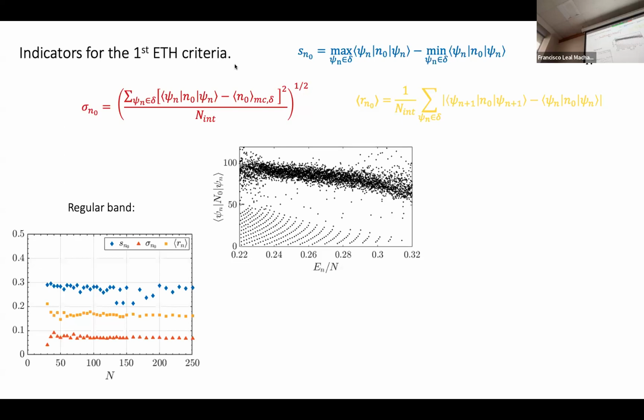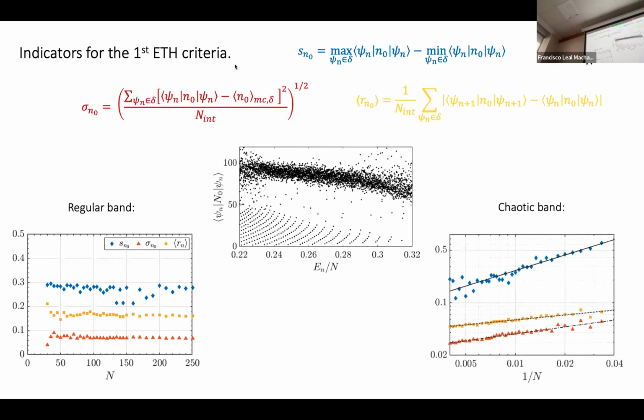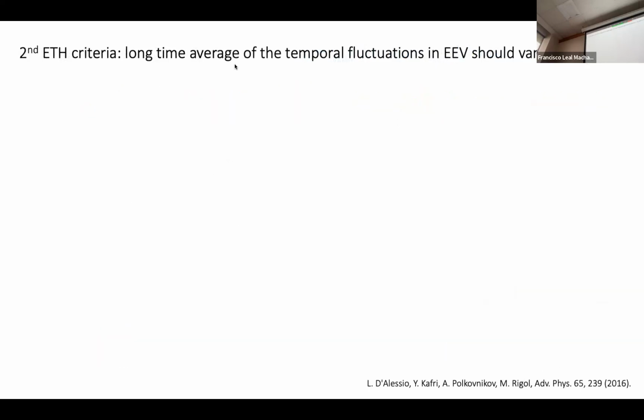So that means the regular band is not satisfying the first ETH criteria, while the chaotic band does show an overall decreasing trend as the system size increases. So from here, we can say that the chaotic band indeed seems to be satisfying the first criteria. But next, we look at the second criteria.